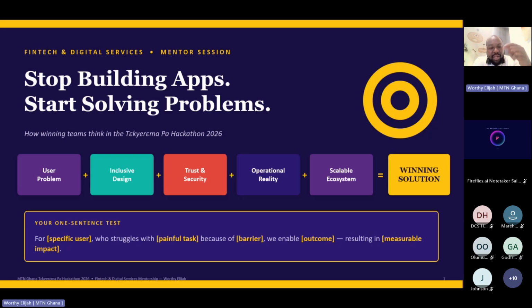If the technology that you are suggesting, or what you are bringing on board, is not solving a problem that has inclusive design in mind, has trust and security built in, and is operationally reliable, and ecosystem friendly where you can scale it, I think you have a problem. I don't think your solution will win. And if you are not able to answer this, or fill in these yellow blanks in this sentence, I don't think you have the winning solution.